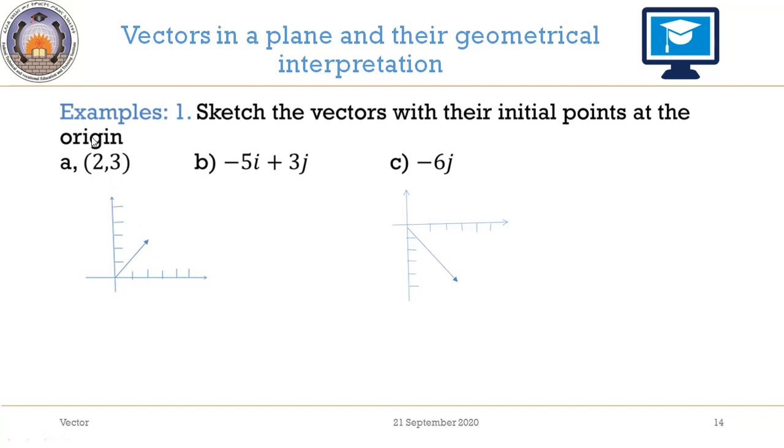Then the vector is represented by a line segment, which has an initial point and a terminal point. The initial point is at the origin, which means the coordinate (0, 0). Then draw a line segment from the origin (0, 0) to the terminal point, which is the coordinate (2, 3). Therefore, this is a vector with initial point at the origin and terminal point at (2, 3). In the same way, try to see the solutions of B and C.